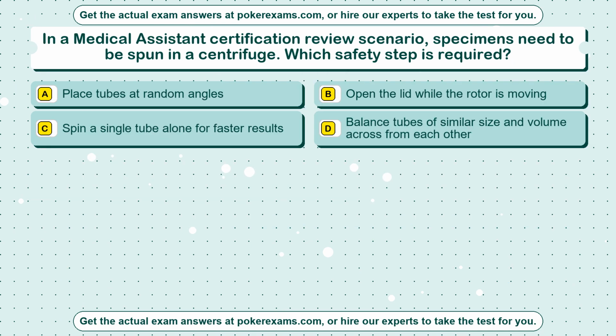Question 25. In a medical assistant certification review scenario, specimens need to be spun in a centrifuge. Which safety step is required? Option A, place tubes at random angles. Option B, open the lid while the rotor is moving. Option C, spin a single tube alone for faster results. Option D, balance tubes of similar size and volume across from each other.